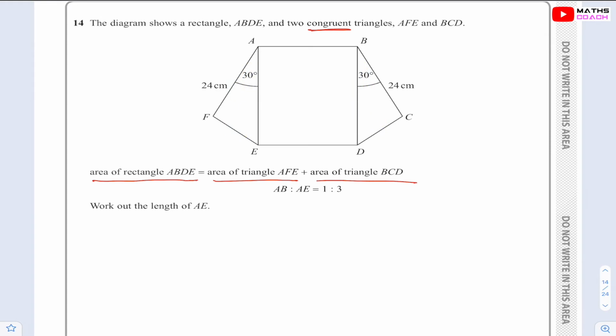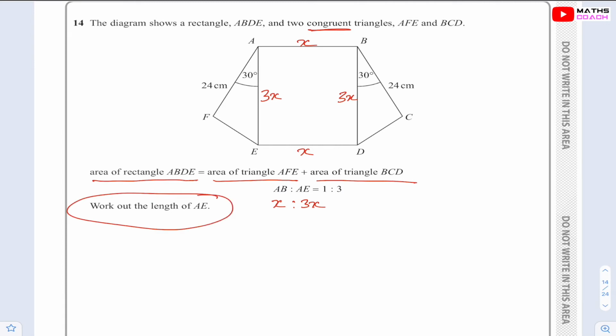It also tells us that the ratio of AB to AE is 1 to 3. So let's also make a note of this. If A to B is x, let's call it x, then A to E is going to be worth 3 times that, so 3x. We can say this is also x and this is 3x.